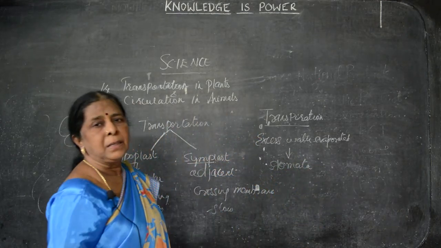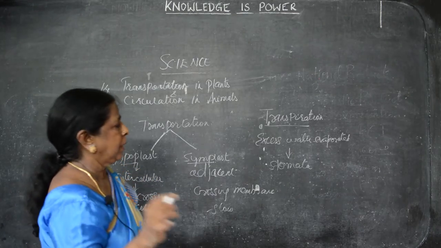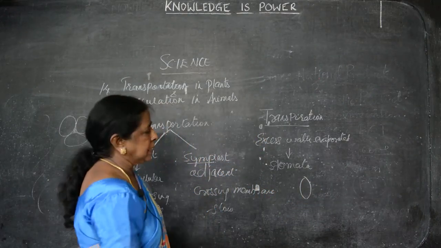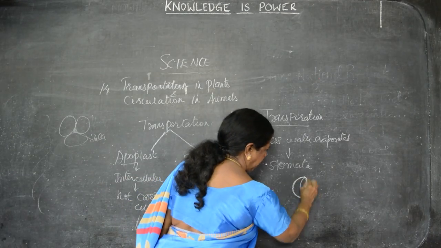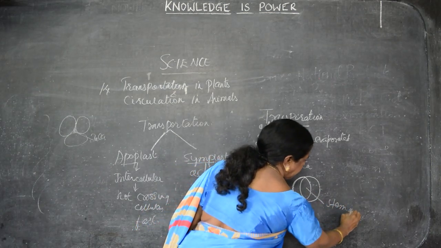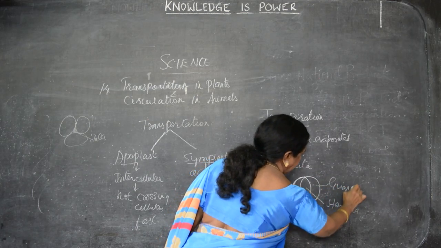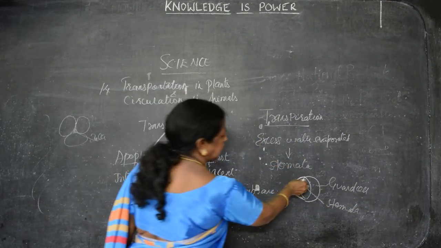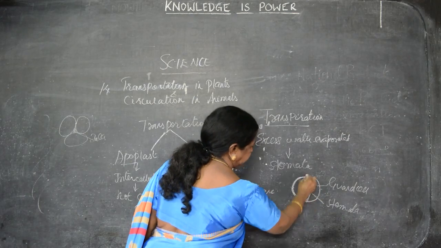What is stomata? It is the guard cell. Stomata is a small opening like this. It is covered by guard cells. This is the stomata, and this one is what I said, the guard cell. Inner organs are always protected by some other layers. Here guard cells are there to protect the stomata.